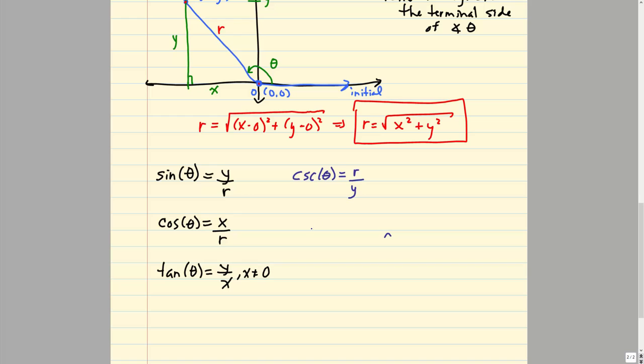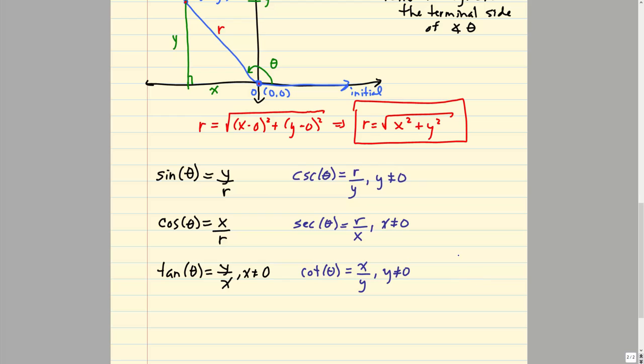Cosecant is r over y. Secant is r over x. And then our last trig function is cotangent of theta, which is x over y. Now a couple things here. Y cannot equal 0. I can't be at the origin. That's what that's saying. X cannot equal 0. And again, y cannot equal 0.